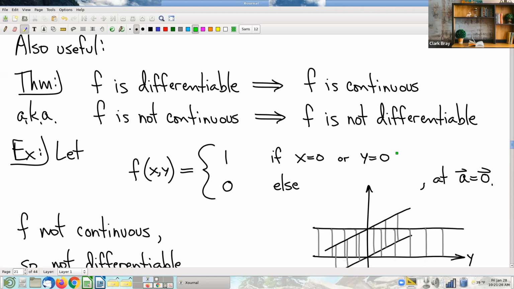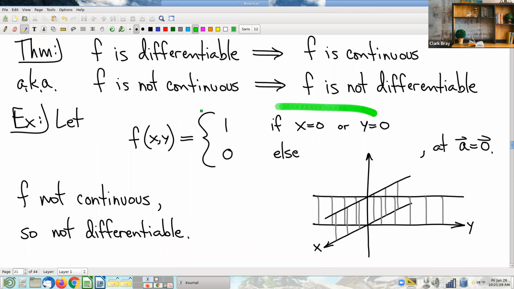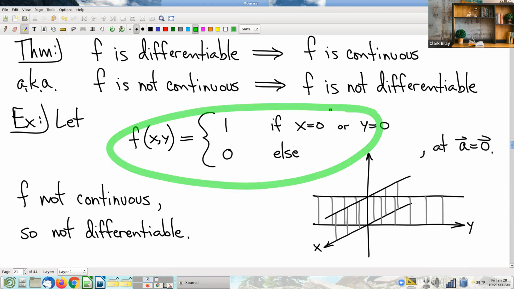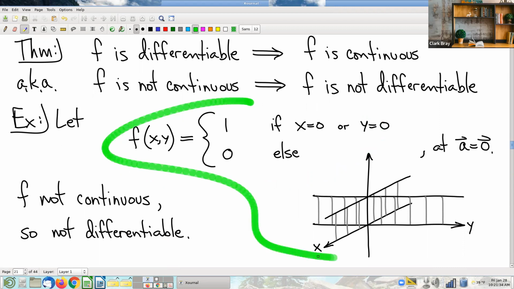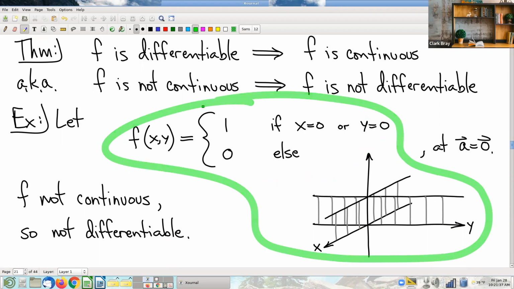And so, for example, here's a function that we looked at previously, this weirdo there. This function, if I look at the origin, at that point, and if I want to know if this function's differentiable, well, it's not continuous. It's sort of obviously not continuous. It's got a clear sort of jump discontinuity there at the origin. Not continuous means not differentiable. So resolved. Everybody with me?